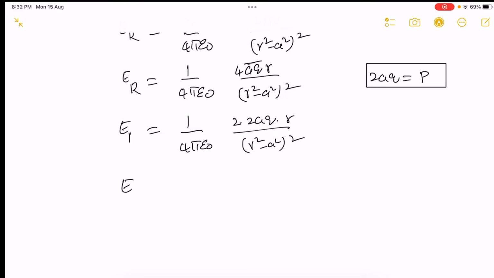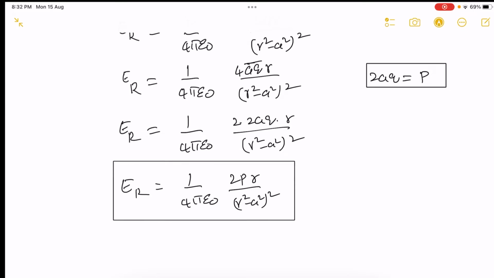So this is the electric field due to the dipole, that is E resultant, which is 1 by 4 pi epsilon naught, 2aq is nothing but p, so 2pr by r square minus a square whole square. So this is the electric field intensity due to a dipole on the axial line.